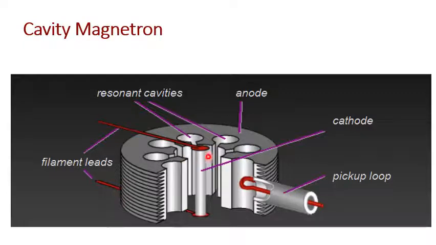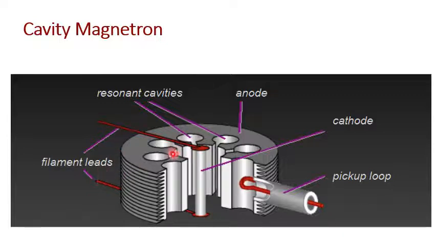So this is the structure of the cavity magnetron. You can see that in the center there is a cylindrical block which is the cathode. Surrounding that you have a coaxial cylindrical block which is the anode, in which you have a number of holes and slots cut. These form the resonant cavities.